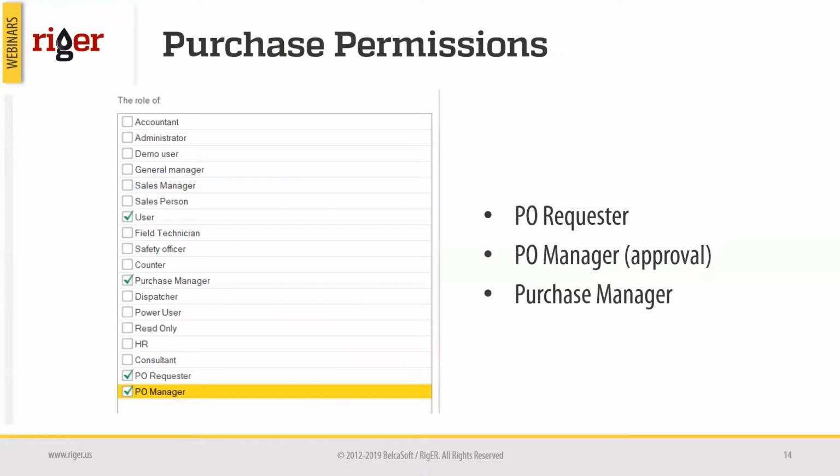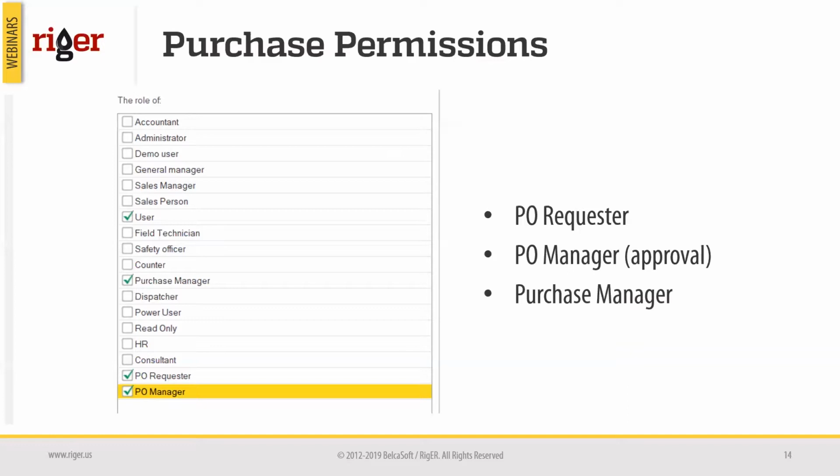So now when we look at the next slide, I wanted to make sure that we dive deep not only into the process, but into who does things in RigER. RigER is a multi-user system that allows us to set different levels of permissions in any process. And since we're focusing today on purchasing, we wanted to show you what kinds of roles RigER allows in the system and which ones are part of the purchase process.